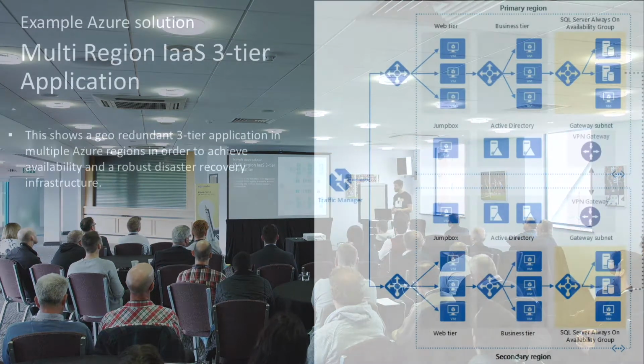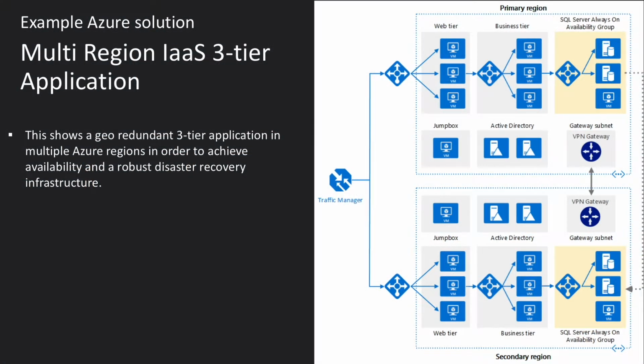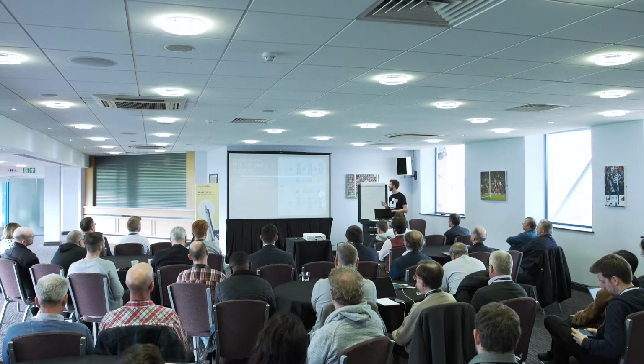If we want to make that multi-region, it's very much similar fare. We just take that, copy it, and create another one in another region. A VPN gateway between the two allows the SQL servers to replicate, and we just front it all with the Traffic Manager. So wherever the user is connecting from, that Traffic Manager is going to intelligently decide where to send that traffic.